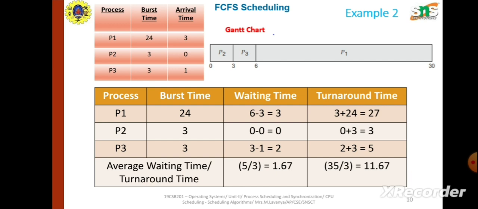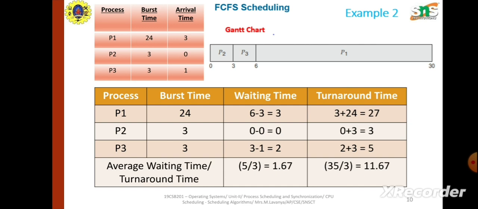So process P2 is first allocated. The process starts at 0 and the P2 total burst time is 3. So P2 ends at 3 milliseconds. Then after that P3 arrives at 1 millisecond, right? So it will be on the queue. After P2, P3 will be arriving. Then only P1 will be inserted in the FIFO queue.